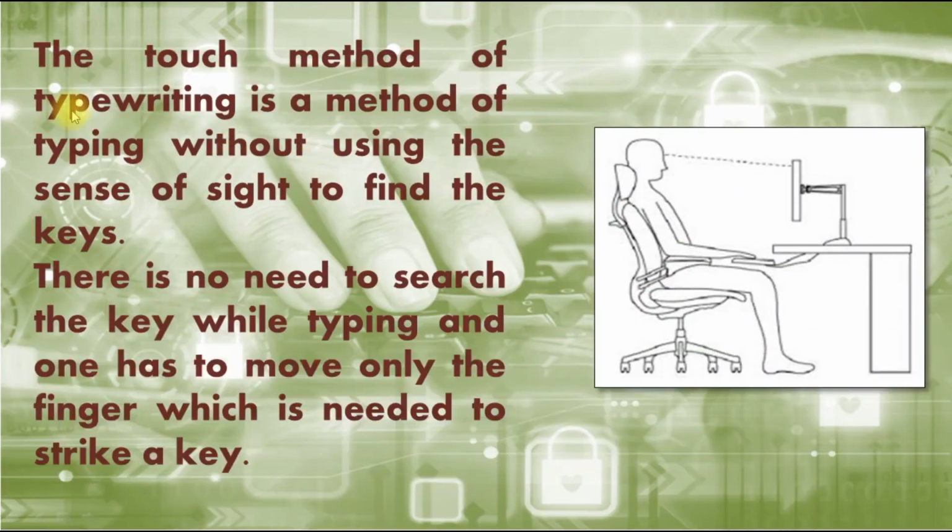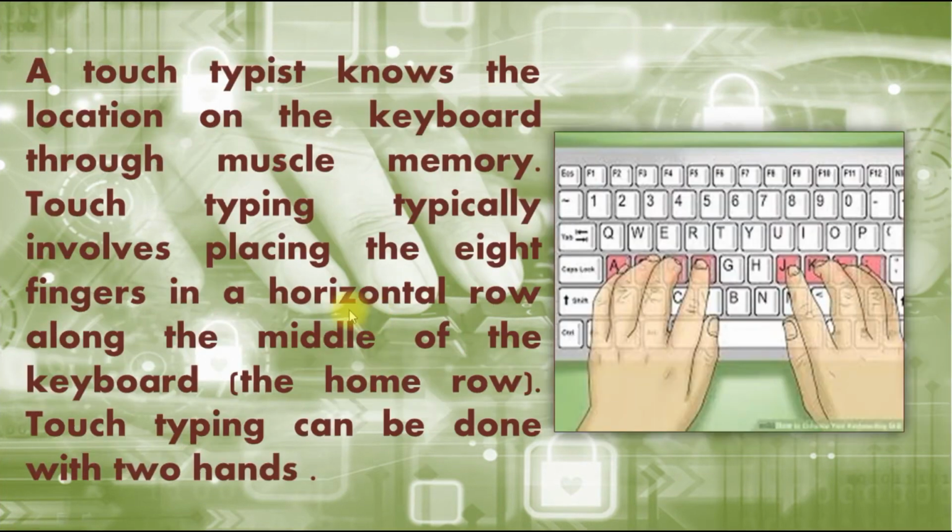The touch method of typewriting is a method of typing without using the sense of sight to find the keys. There is no need to search the key while typing, and one has to move only the finger which is needed to strike a key. Okay, you should have so much practice on the keyboard that when you place your hands on the keys, you should know which key has to be pressed by which finger. Okay. Now, a touch typist knows the location on the keyboard through muscle memory.